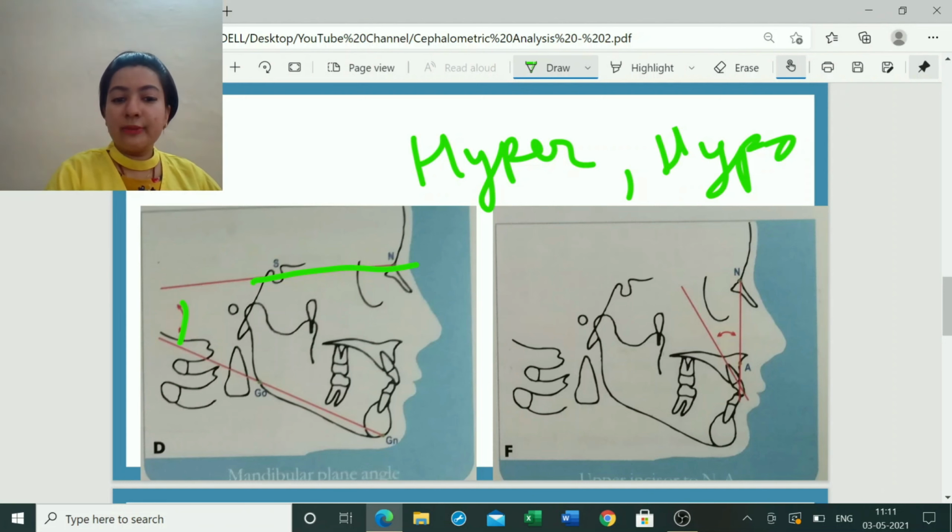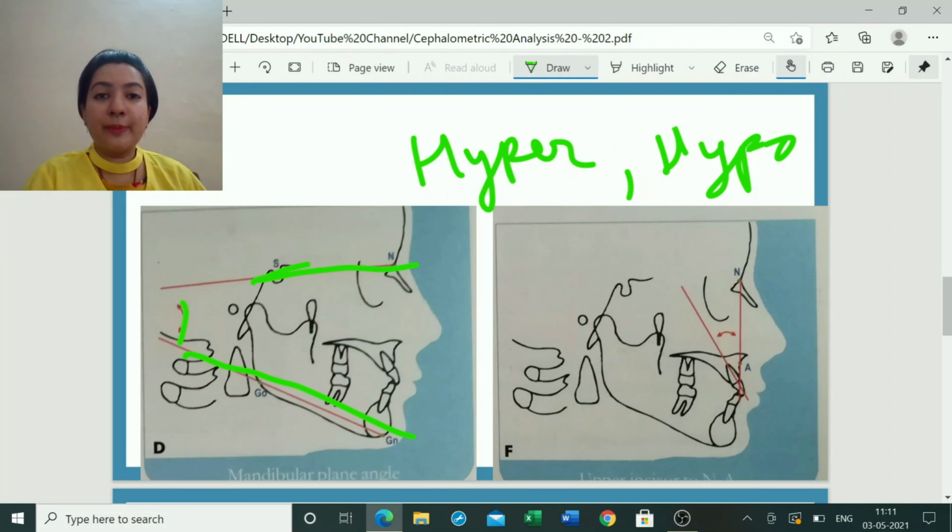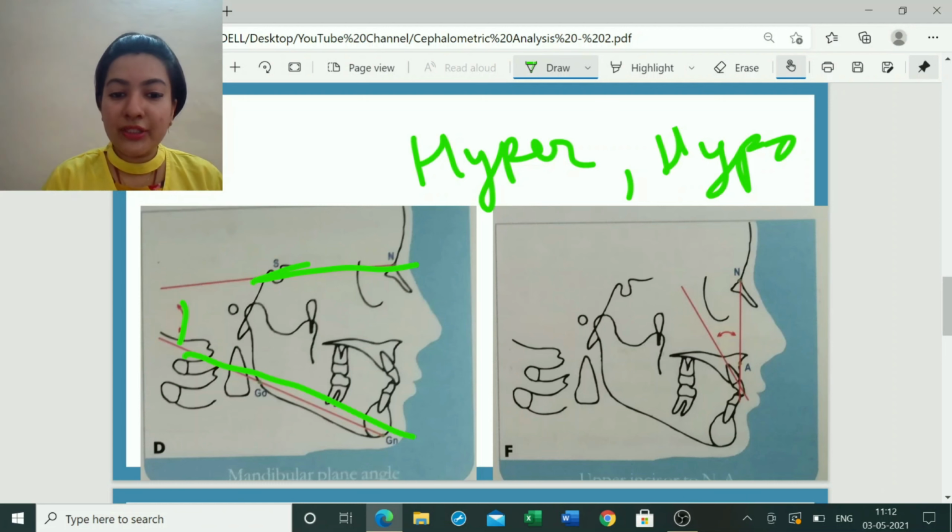Anyways, so mandibular plane angle is calculated by intersection of two lines, that is your sella nasion with the mandibular plane. And I have shown you the difference between the mandibular plane for Downs and Steiner's. For Downs it is gonion to menton, and for Steiner's it is gonion to gnathion. So whenever you are calculating the mandibular plane for Steiner's, you have to join two landmarks, that is gonion and gnathion. So if my mandibular plane angle is less, it means the patient is hypodivergent.